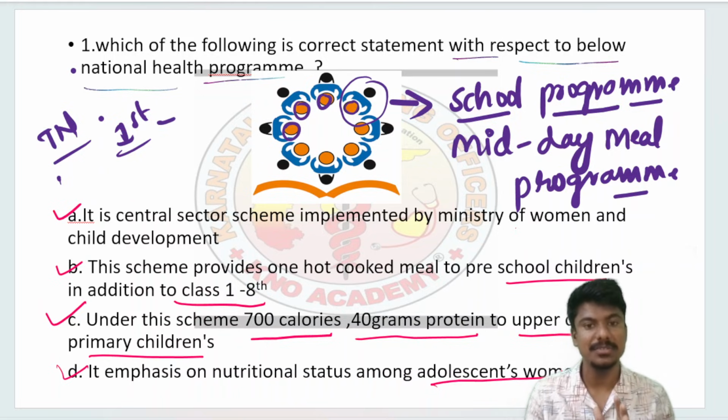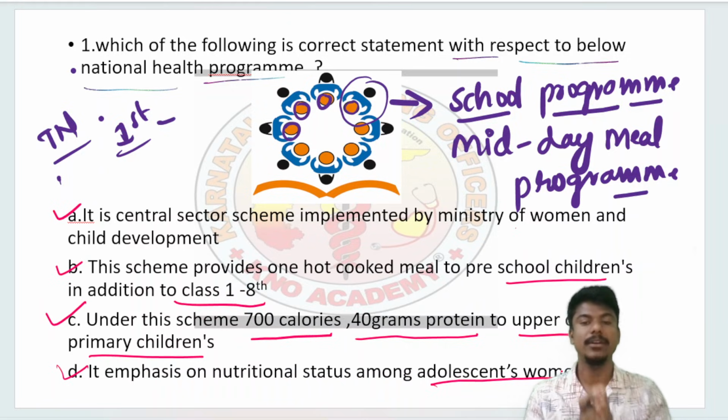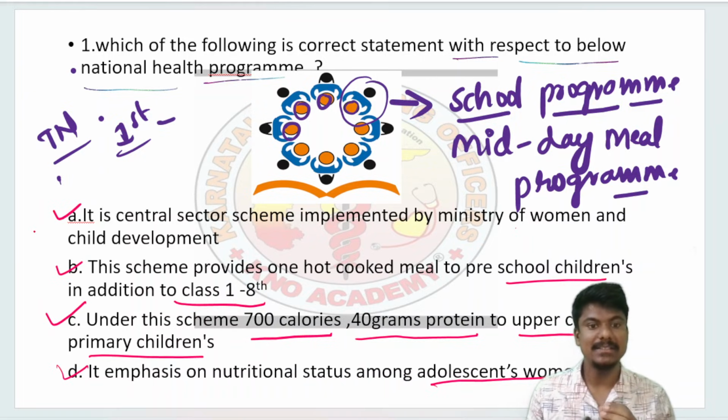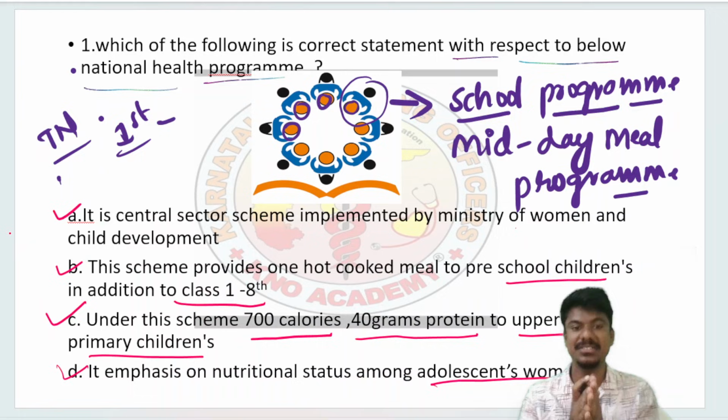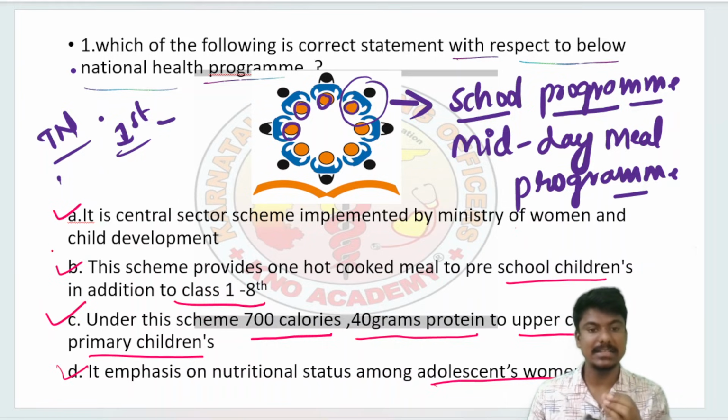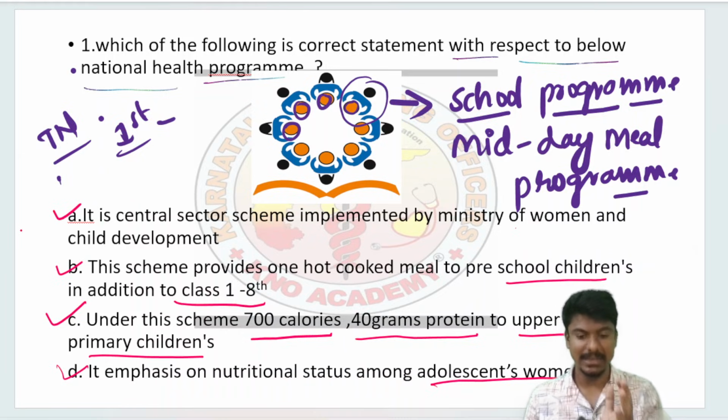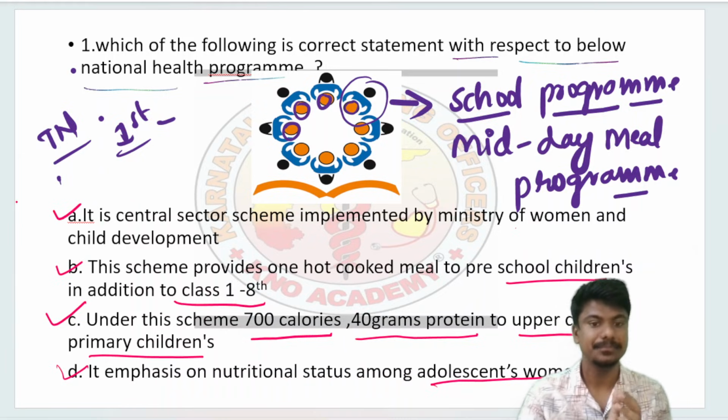Option D: it emphasizes the nutritional status among adolescent women. These are the four options. You have to choose the correct statement for the midday meal program. Just answer it in the comment section. I'm waiting for your answers. Answer rightly, and along with the rationale, you should know why we are giving it.